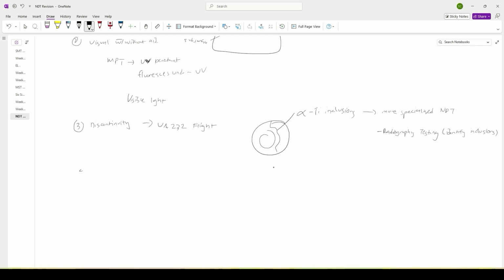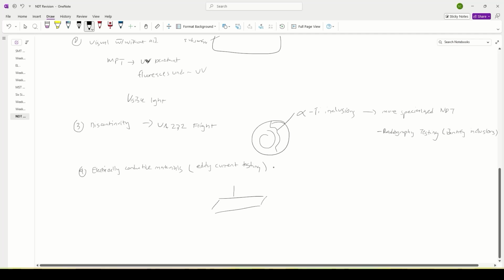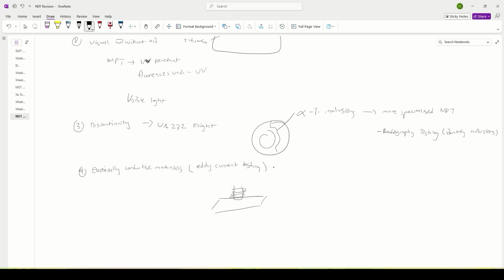And then also electrically conductive material, such as for example steel, aluminum. So you can use the eddy current testing method. This will help you to test your material here that we expose to a magnetic field that's passing through a coil like this. So this is supplied alternating current, which will generate a changing magnetic flux.